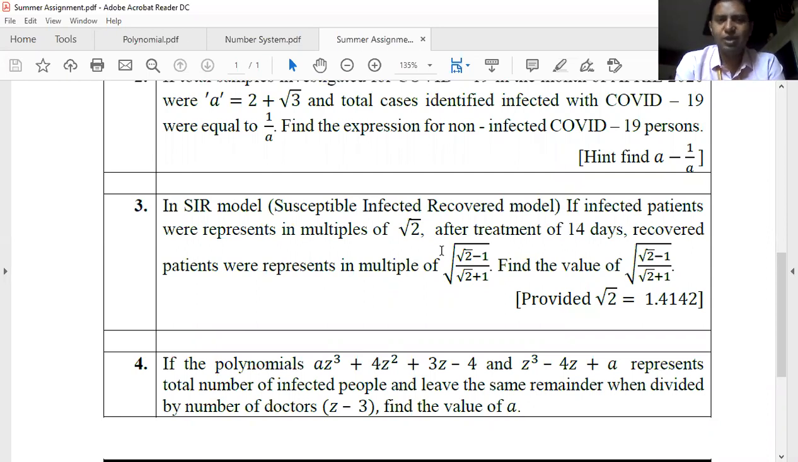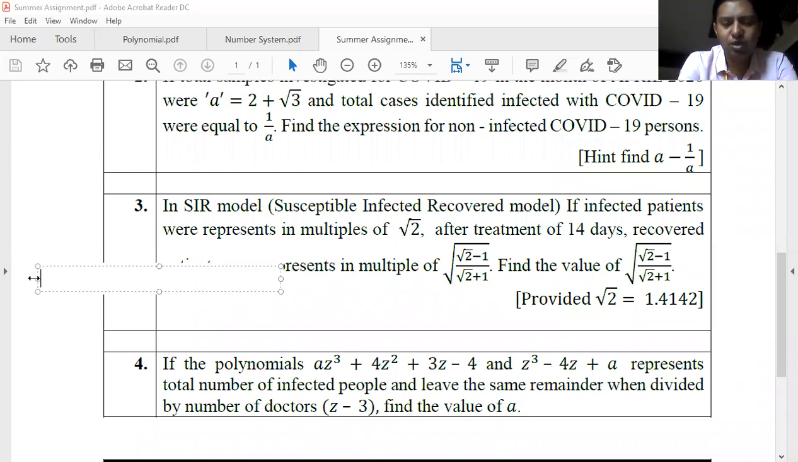And the last question we discussed is the polynomials az cube plus 4z square plus 3z minus 4 and z cube minus 4z plus a, which represent the total number of infected people. They leave the same remainder when divided by the number of doctors, that is z minus 3. We need to find the value of a. So for the last question, z is equal to 3. We need to substitute here. After substituting z equals 3, we'll get the remainder. Someone requested me to write it down, so I'll write it over here.